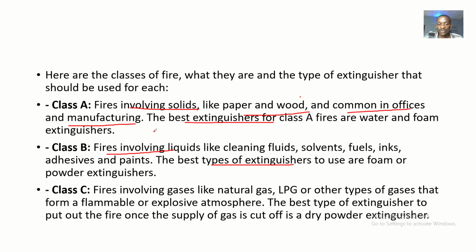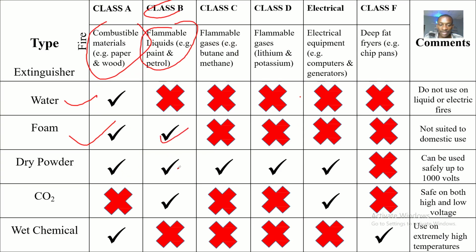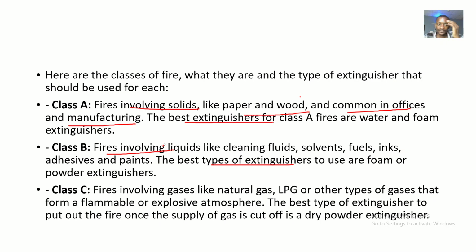They said the best type is foam or powder. All right, so we have foam or powder. The CO2 can be used too, but the foam and powder is basically the one that is preferred. For the class C, we said that the fire involves gases like natural gases, LPGs, or other types of gases that form a flammable or explosive atmosphere. So the best type of extinguisher to put out this type of fire, once the supply of gas is cut off, is a dry powder extinguisher.